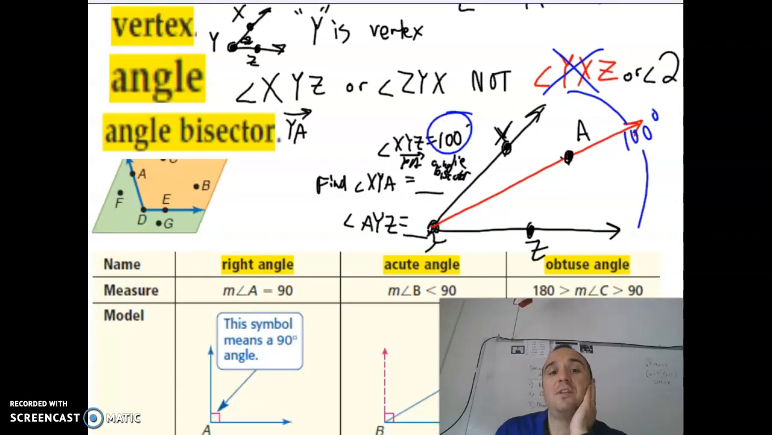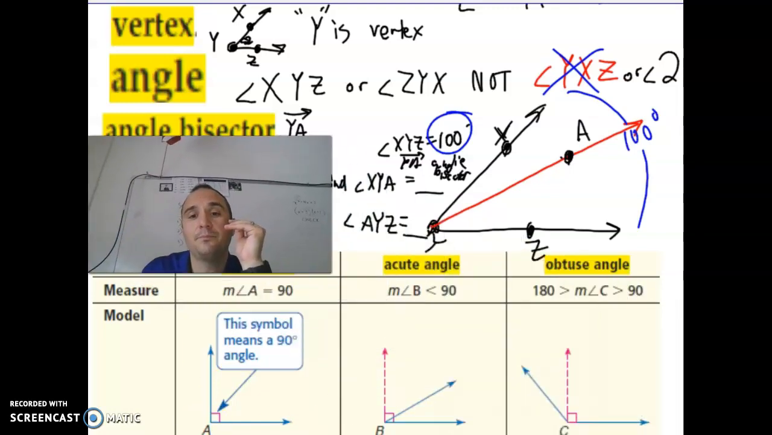The next thing and the last thing is kind of goes along with curve stitching, but it's right angle. It's right angle, acute angle, which is less than 90, and obtuse angle, greater than 90.